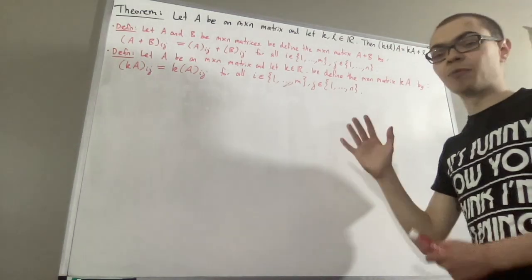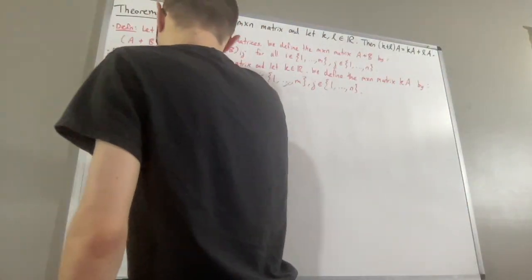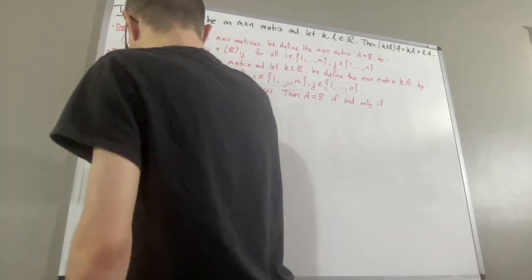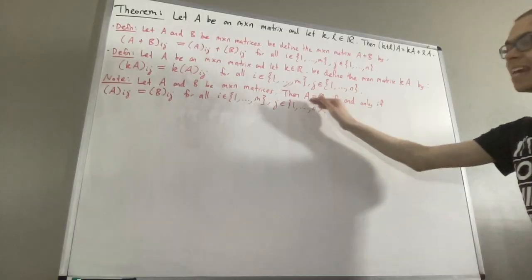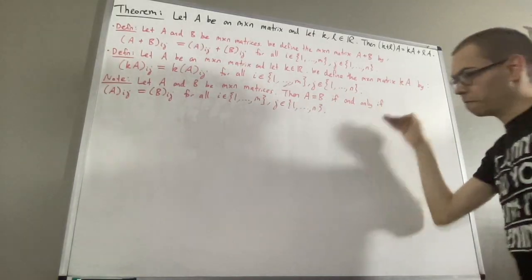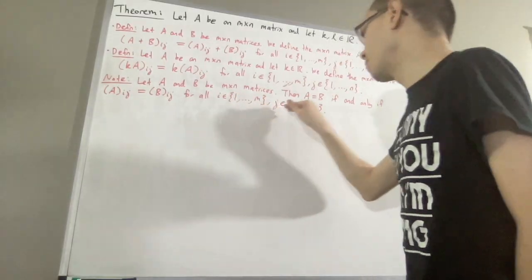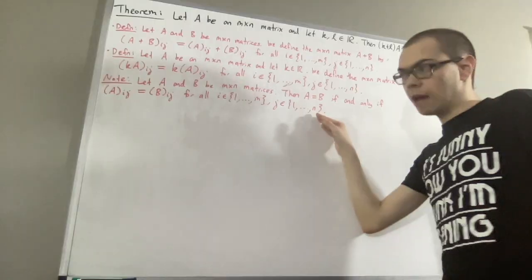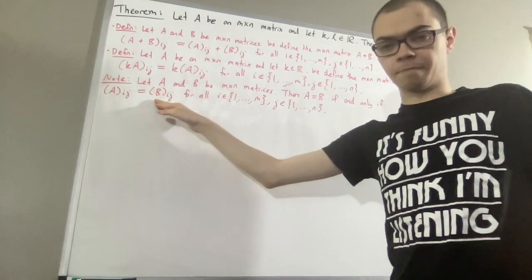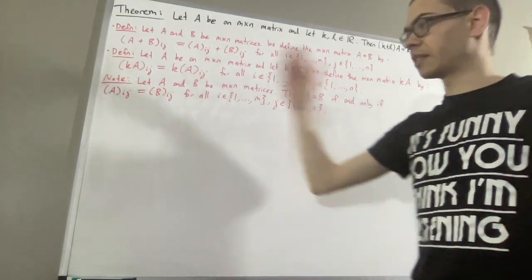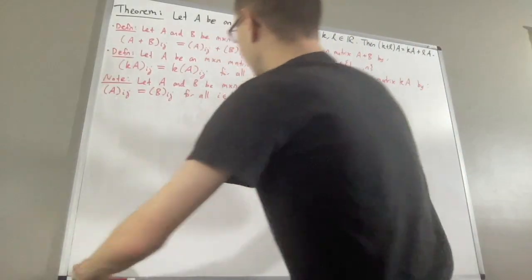Now we should also know what it means for two matrices to be equal. It means that they have the same corresponding entries. More precisely, it means the following. Let A and B be m by n matrices. Then A is equal to B if and only if, for every pair of integers i between 1 and m, j between 1 and n, we have that the ij entry of matrix A is equal to the ij entry of matrix B. Right? So it just means that they have the same corresponding entries. Okay, now let's look at the statement in the theorem.